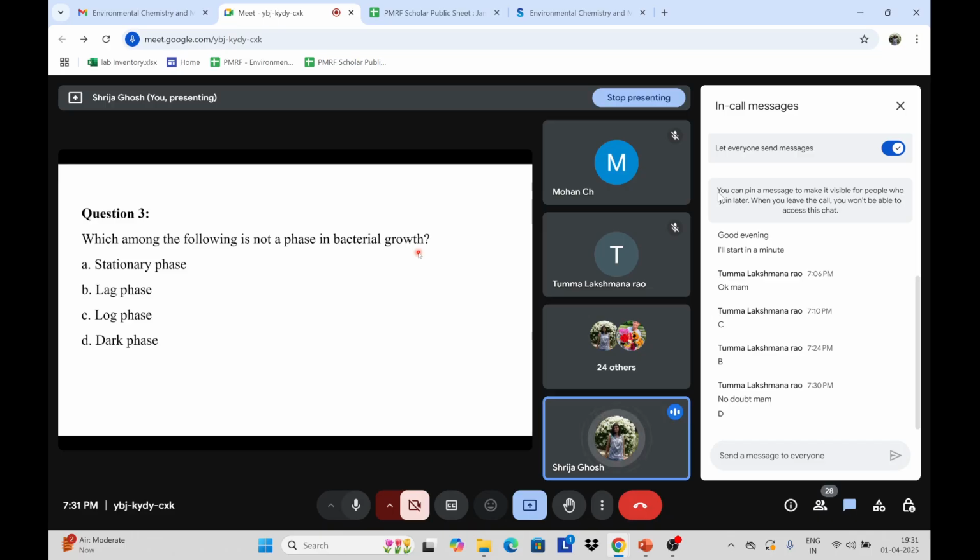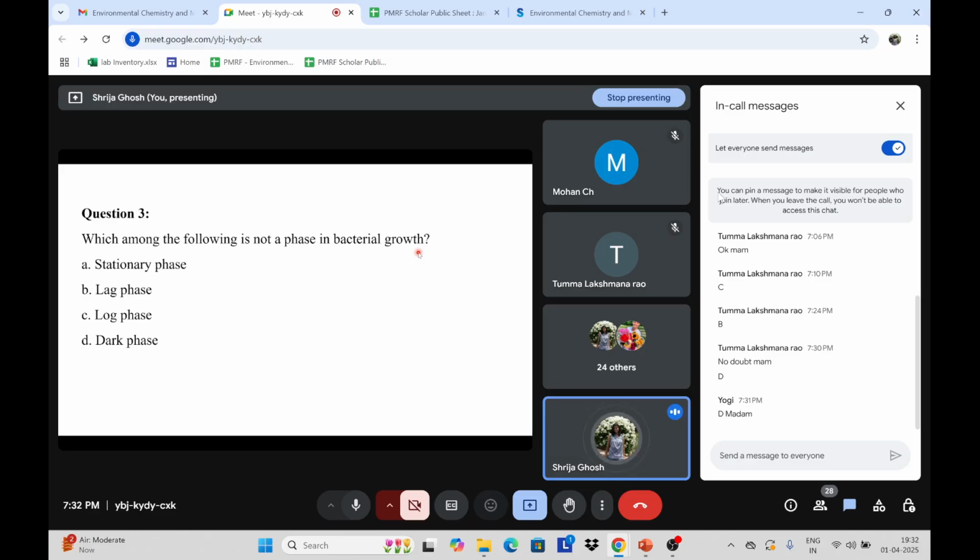Okay, I have one answer in the chat box. Option D. Okay, two answers. Both of them are option D. What about others? All of you write the answers in the chat box.